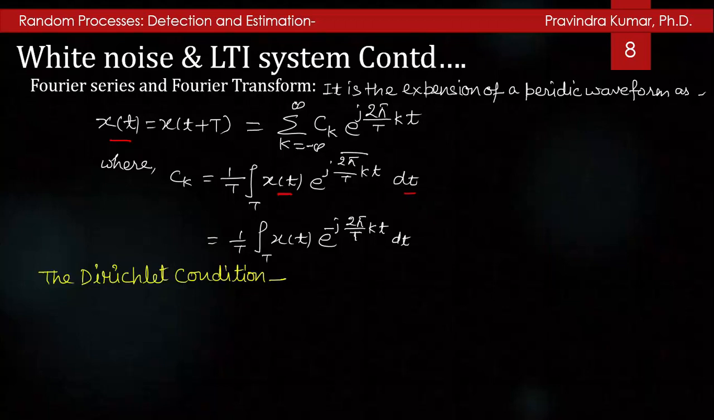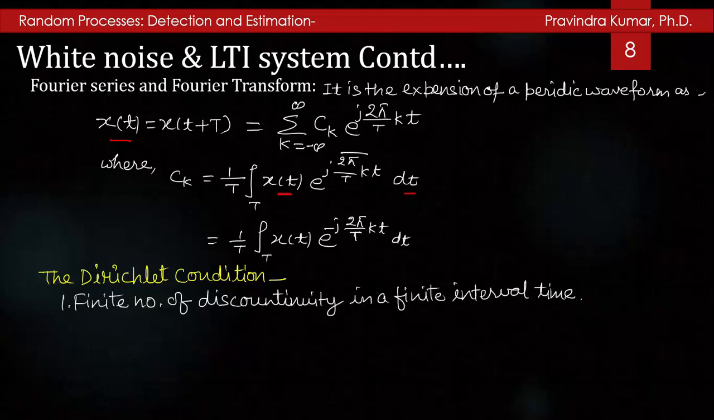There are certain conditions under which Fourier analysis can be done, and they are called the Dirichlet conditions. The Dirichlet condition is a finite number of discontinuities in a finite time interval. So there should be a finite number of discontinuities.